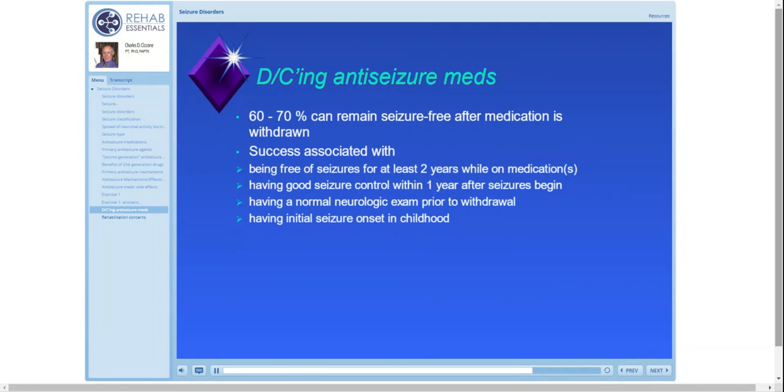So discontinuing the anti-seizure meds is a controversial issue. Clearly, it should be done under close medical supervision. But if a person does have these various factors, that person may be a candidate to try to discontinue the anti-seizure meds.